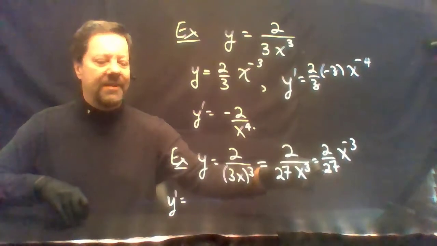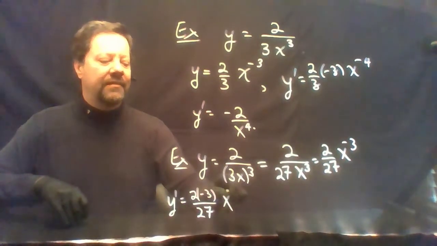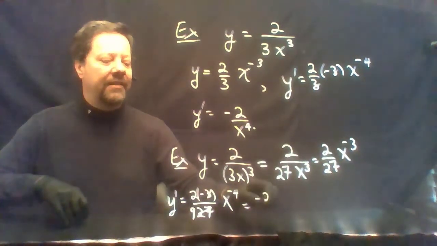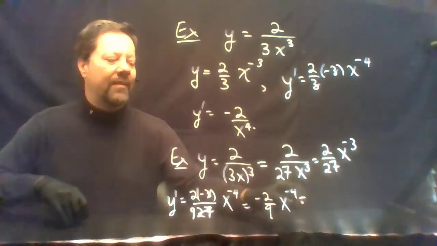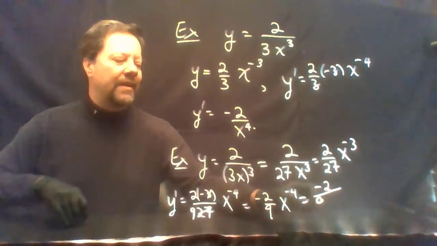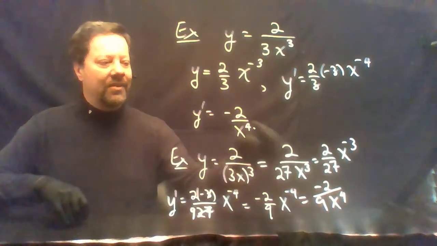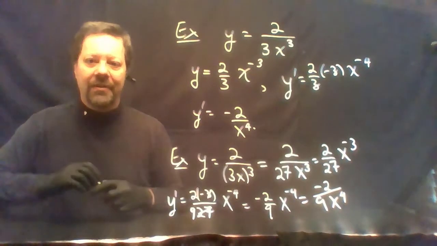The negative 3 comes down. It will cancel with the 27. 3 goes into 27 9 times. We'll have negative 2/9 x to the negative 4, or negative 2 over 9x to the fourth. You can see the answers are not the same because we had a different order of operations.